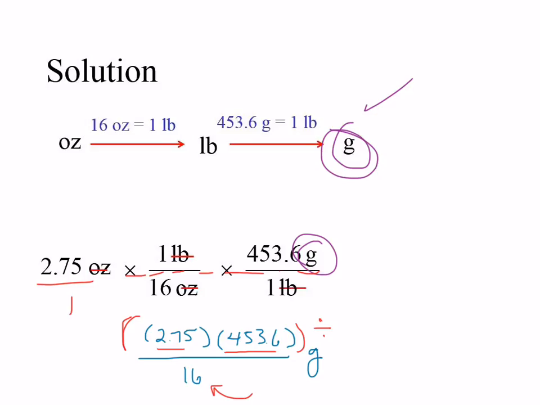So somebody who did that, can you tell me what your calculator said? What did your calculator display? 77.5625? Cool, thank you. And units would be grams. Awesome. Okay. So let's look back now.